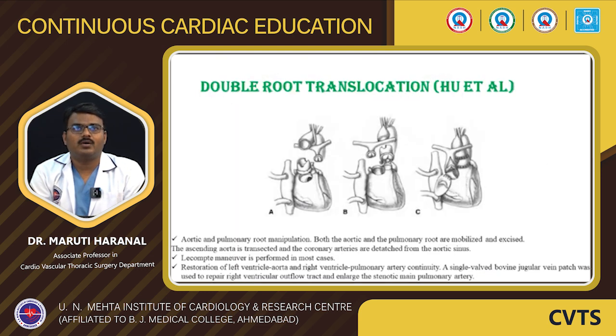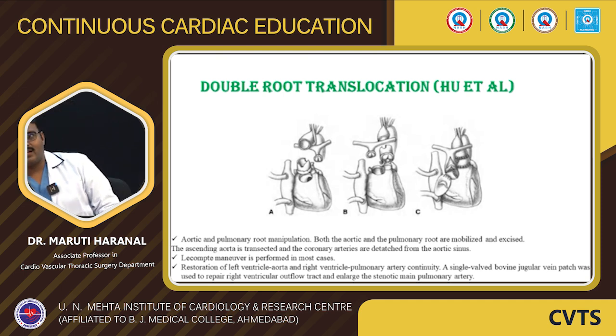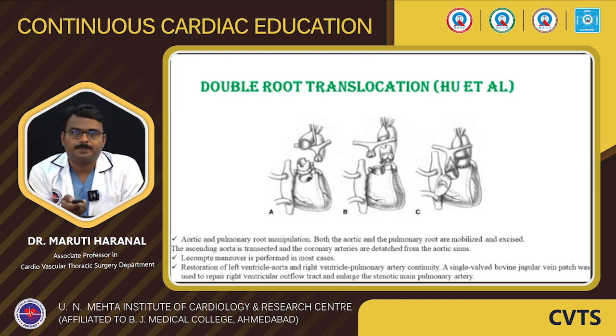Hu et al. developed a technique called double root translocation for patients with DORV VSD PS, in which the aortic and the pulmonary root are mobilized and excised. The ascending aorta is transected and the coronary arteries are detached from the aortic sinus. The majority of the cases require the Lecompte maneuver. Left ventricle to aorta and right ventricle to pulmonary artery continuity is established. A single valved bovine jugular vein patch was used to repair the right ventricular outflow tract and enlarge the stenotic main pulmonary artery.